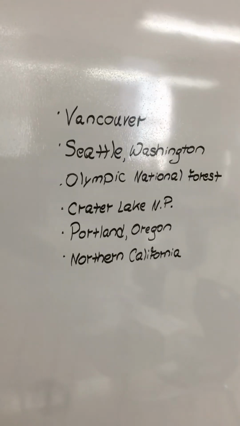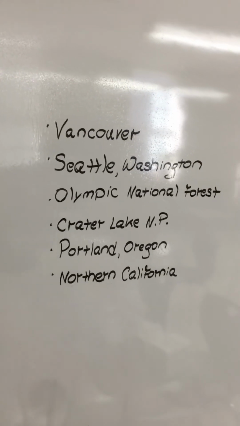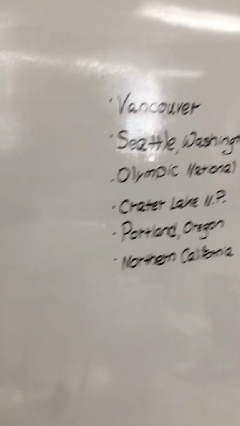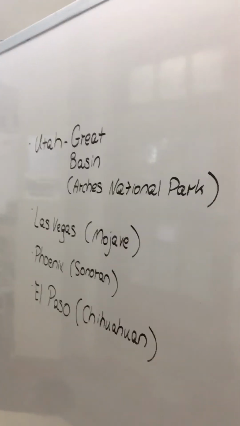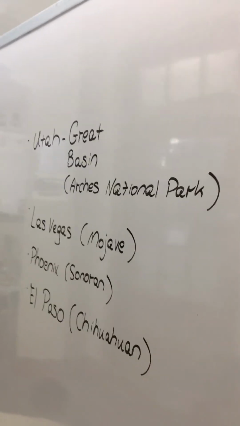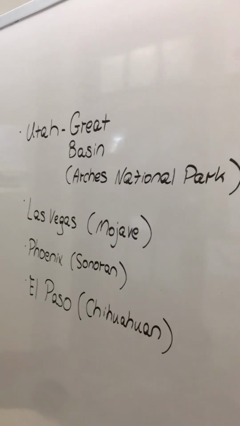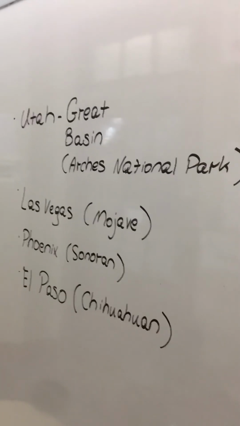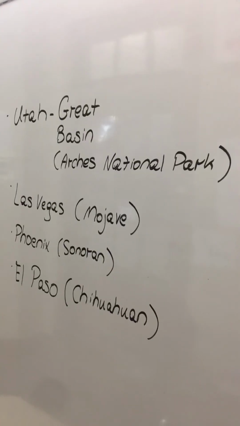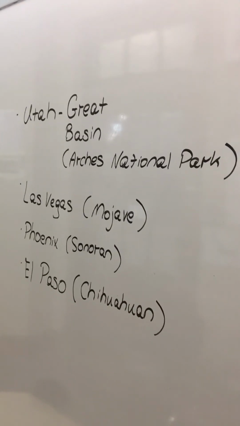And are you ready for this? Are you ready for quality knowledge? Let's go to the other side. And what's on the other side of our Rockies and Sierra Nevadas? Things like Utah with the Great Basin and Arches National Park, Las Vegas, which is in the Mojave Desert, Phoenix, which is in the Sonoran Desert, and El Paso in the Great Chihuahuan Desert, close to home here in San Antonio.